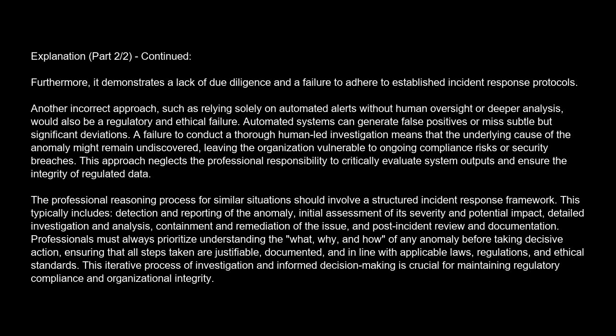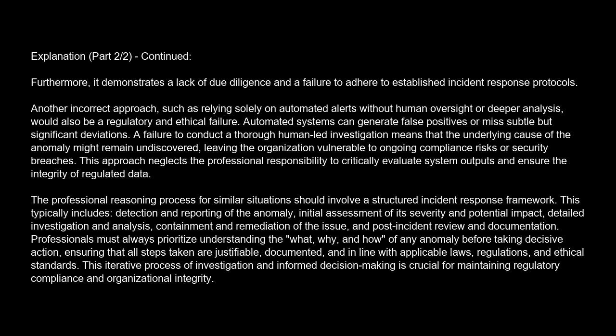The professional reasoning process for similar situations should involve a structured incident response framework. This typically includes detection and reporting of the anomaly, initial assessment of its severity and potential impact, detailed investigation and analysis, containment and remediation of the issue, and post-incident review and documentation.